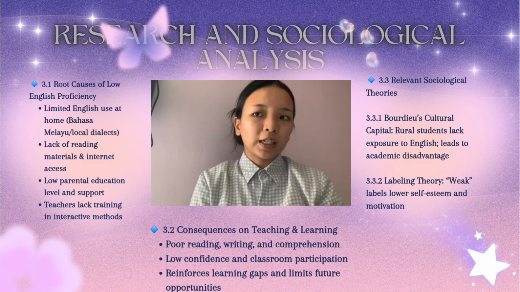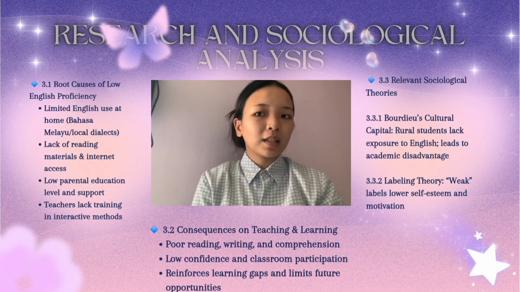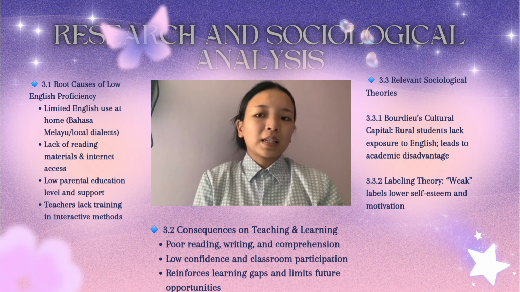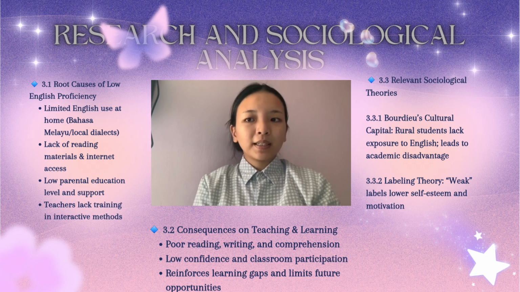Two sociological theories help explain the problems. First, Bourdieu's theory of cultural capital shows that rural students may lack the resources and exposure needed to succeed in English, which creates inequality. Second, the labeling theory suggests that when students are labeled as weak in English, they may start to believe it. This lowers their confidence and motivation.